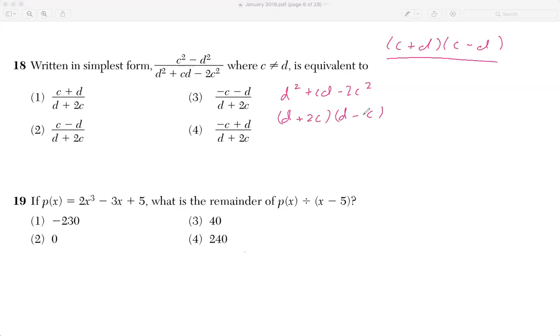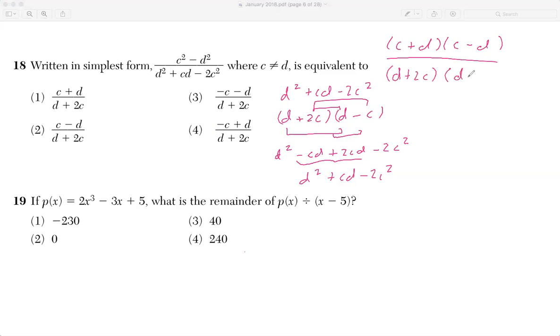So I'm going to make this plus and minus. Let's see what happens. This gives me D squared minus CD. This gives me plus 2CD and minus 2C squared. Combine this to make D squared plus CD minus 2C squared, which is what we wanted. So we do D plus 2C and D minus C. Does that look like any of our answers?